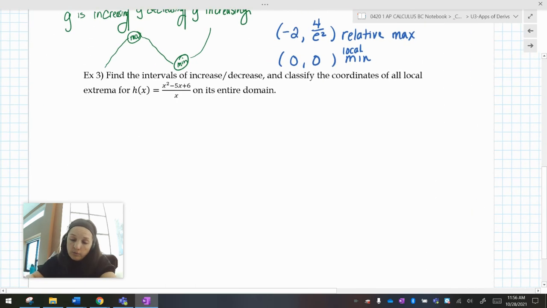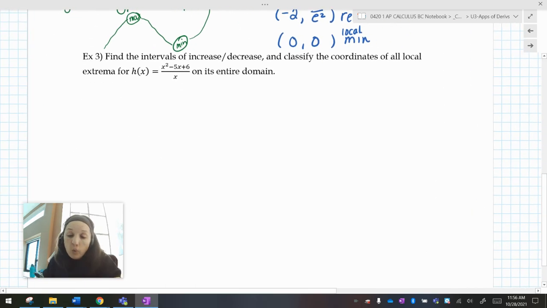Okay, I have one more left to do. So what I'm going to do with this one is, I got to take the derivative, and I don't want to do the quotient rule. So I'm going to take h and divide it before I find h prime. If I divide all that stuff by x, I get x minus 5 plus 6x to the -1. And that derivative is easier to take than the quotient rule.